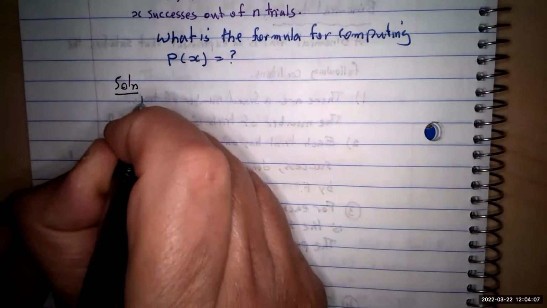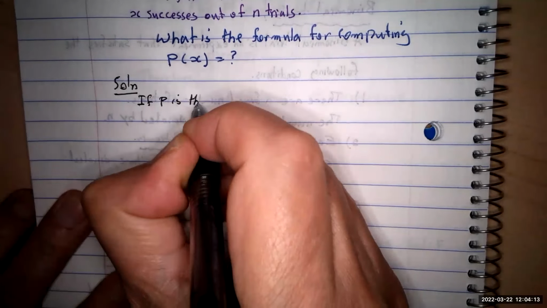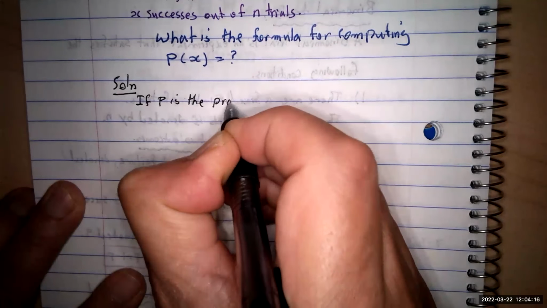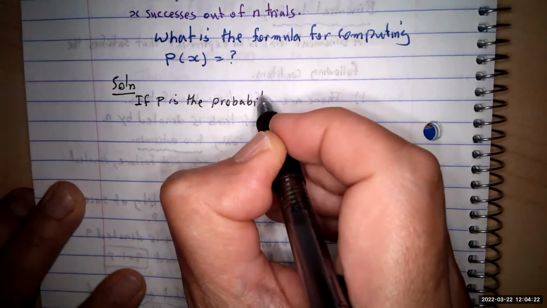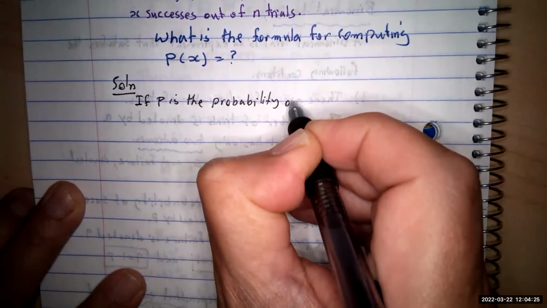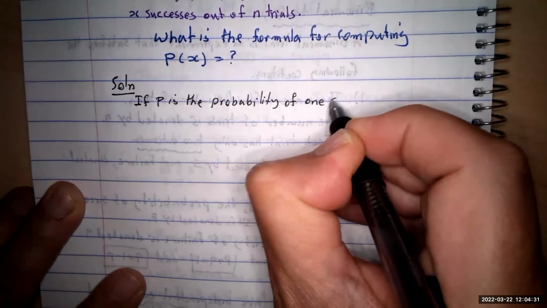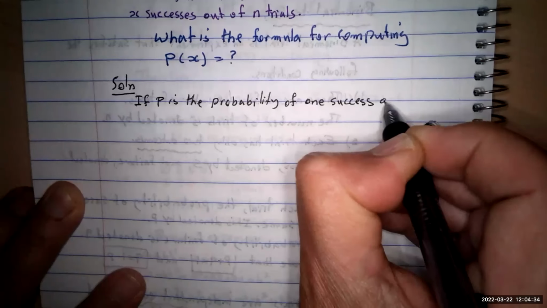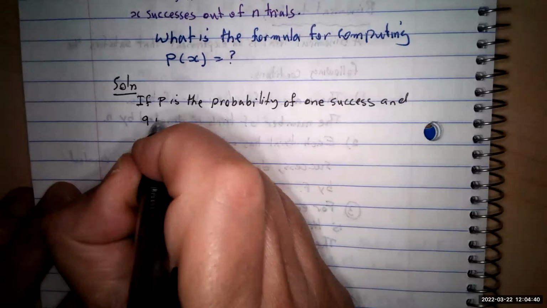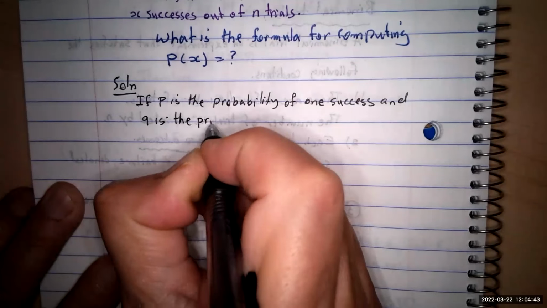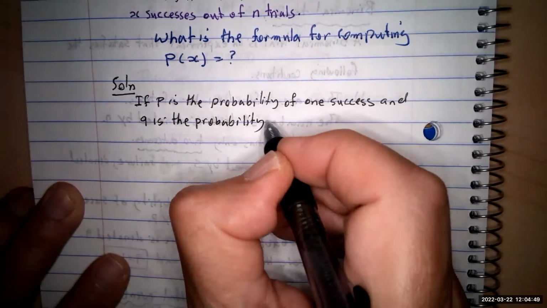Now, we start: the probability of one success is p. So p is the probability of one success, and as we talked about, q, lowercase both of them, is the probability of one failure.